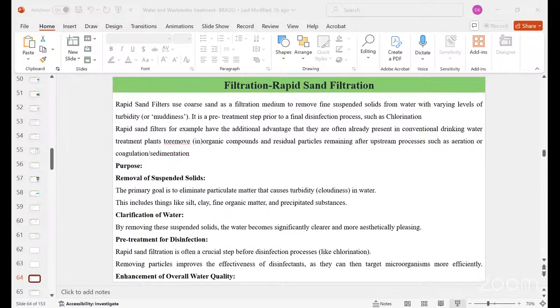It is basically a pre-treatment step prior to the final disinfection process, such as chlorination. These rapid sand filters have the additional advantage that they are often already present in conventional drinking water treatment plants, mainly to remove inorganic and organic compounds and residual particles present in the water, the remnants after the upstream processes such as aeration and coagulation.